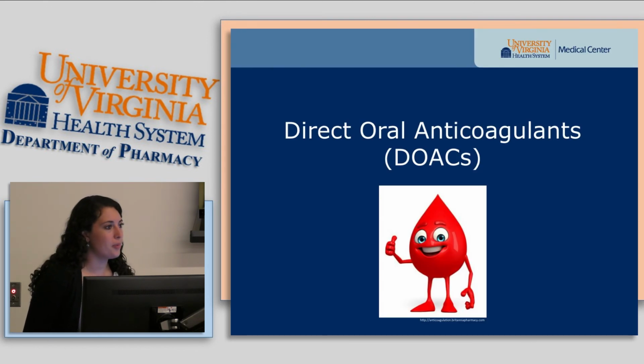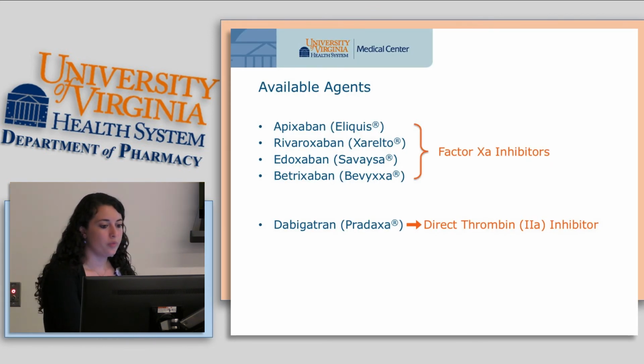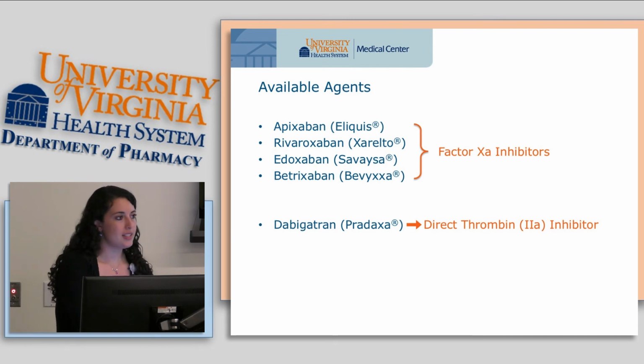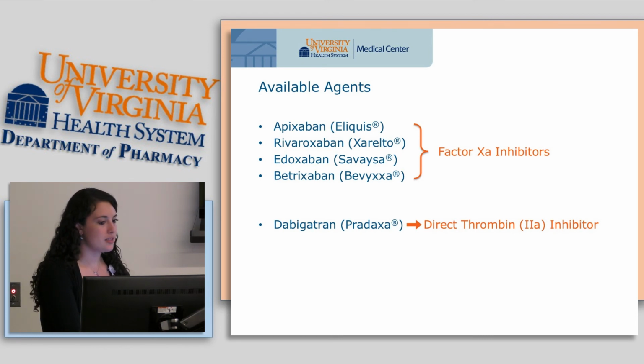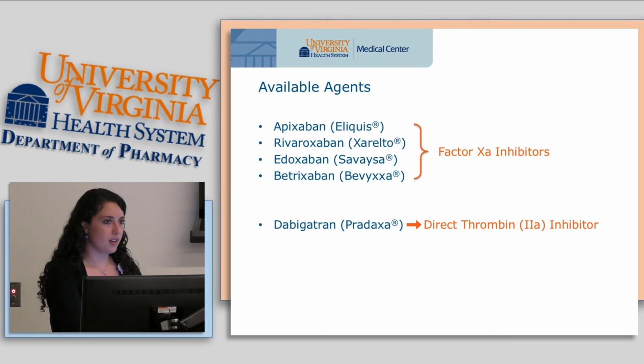And then to wrap up, we'll just talk a little bit about the DOACs. I didn't go too much into them, but just to understand their place in therapy for patients who are on warfarin, and you may have patients switching over. So there's the factor 10A inhibitors. This is Eliquis, Xarelto, and there's two newer ones, Savaysa and Bevyxxa. And then there's also Pradaxa, which was the first one that came out. And this one's mechanism is a little bit different. It's a direct thrombin inhibitor. So the 10A inhibitors prevent the body from making thrombin, whereas the Pradaxa blocks thrombin itself.